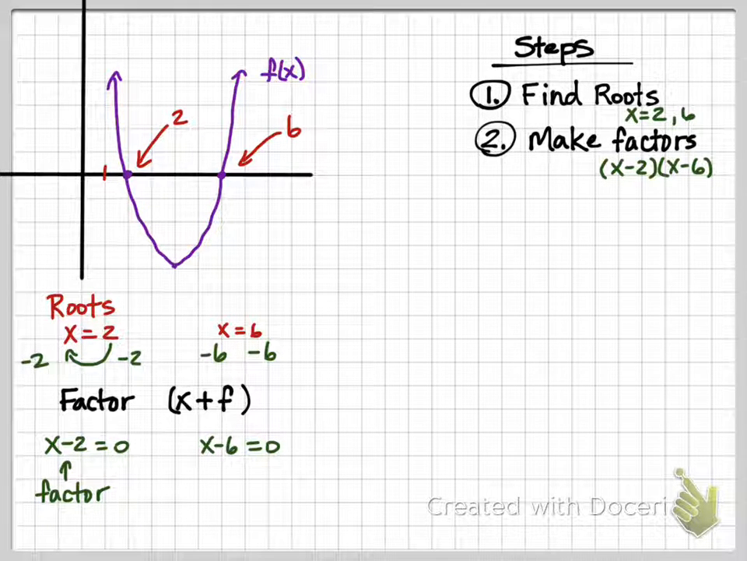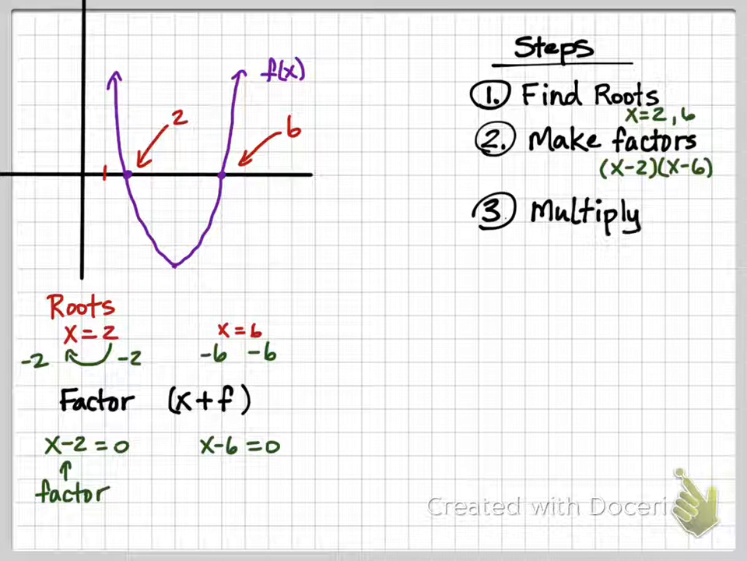This is kind of a handy thing. Note that we started with a positive 2, and we went to a negative 2. Okay, so we have our factors of x minus 2, x minus 6. So now we need to turn those factors into an equation. So step 3 then, we're going to multiply them together. So we're going to say multiply factors.